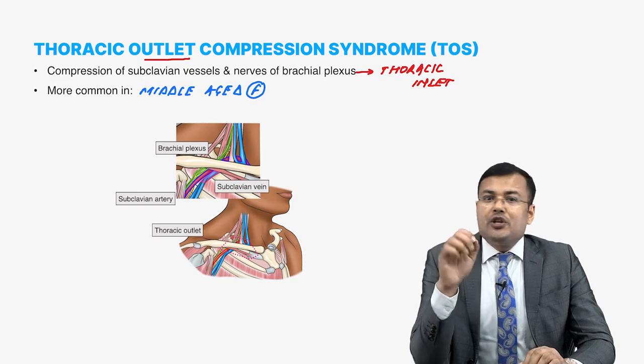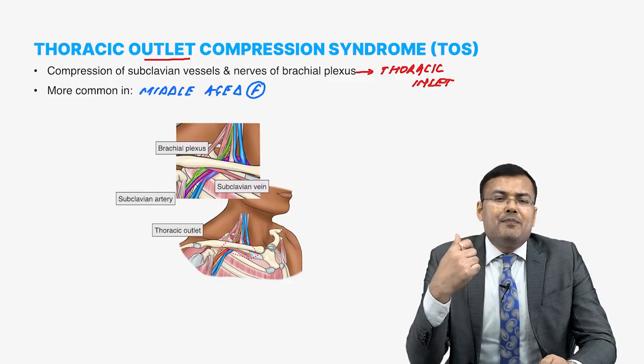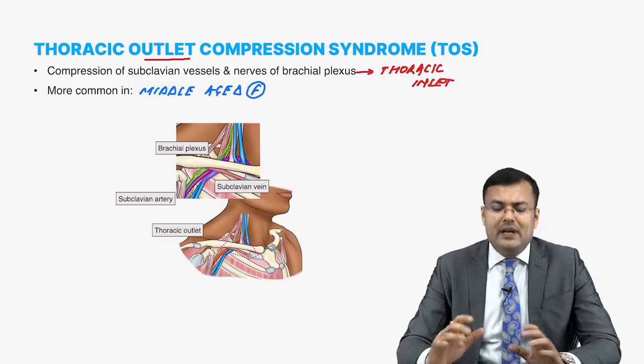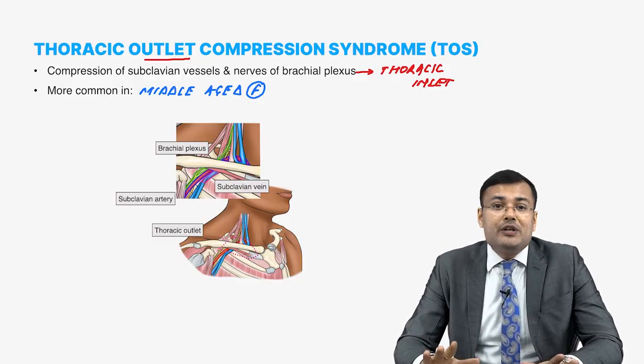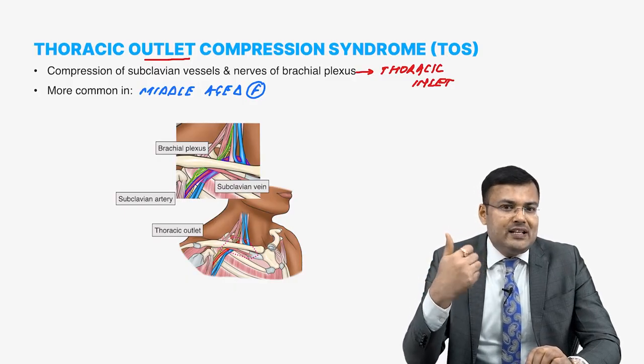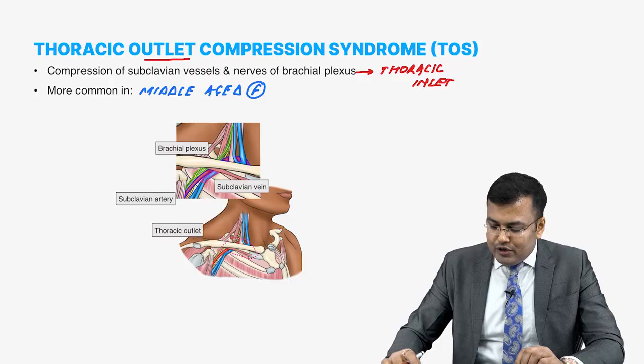Whenever there is compression of nerves of brachial plexus, this is known as neurogenic form. Whenever there is compression of vessels, either subclavian artery or vein, it is vascular form. Tell me which one is more common? Neurogenic form. And in neurogenic form, most commonly involved root value is C8T1. And obviously, this is for which nerve? Ulnar nerve.